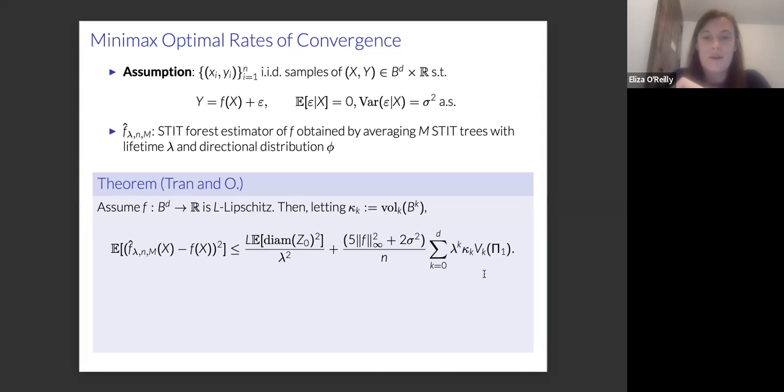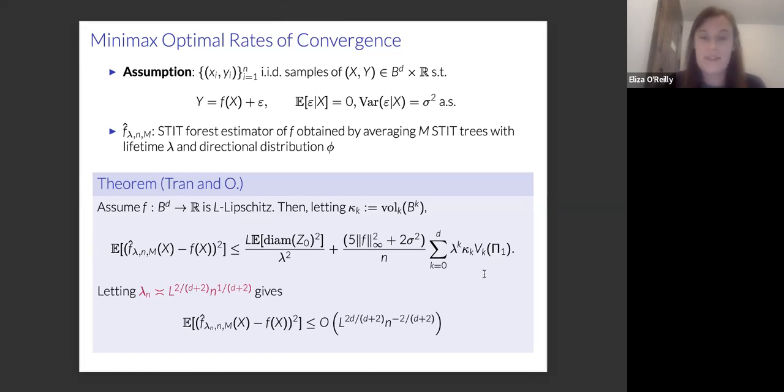So we can then optimize this complexity parameter, the lifetime parameter. And if we let it scale like n to the 1 over d plus 2, as n, the amount of data that we have, grows, this upper bound gives us a rate of convergence for the risk that decays like n to the negative 2 over d plus 2.